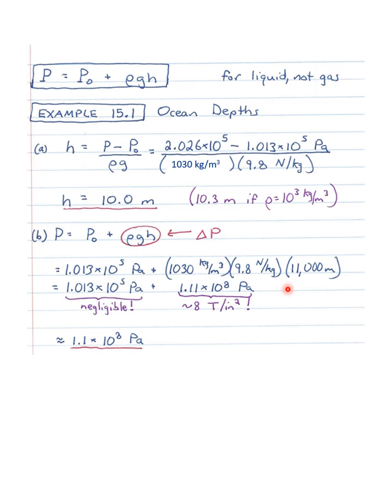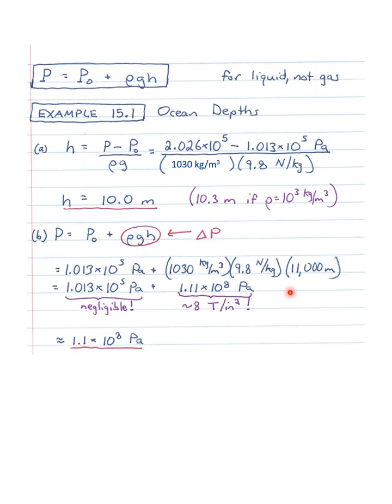Remember in part A, when we only went about 10 meters down, it doubled atmospheric pressure. Now we're talking about going 11,000 meters down. It's going to be a tremendous amount of pressure. So we've got 1.013 times 10 to the fifth pascals. The portion of pressure that's added by the fluid is 1.11 times 10 to the eighth pascals.